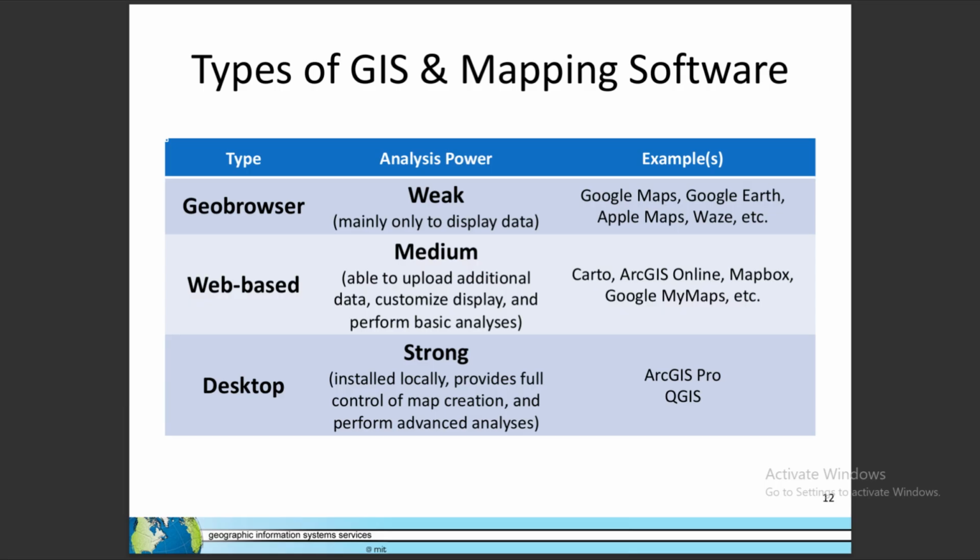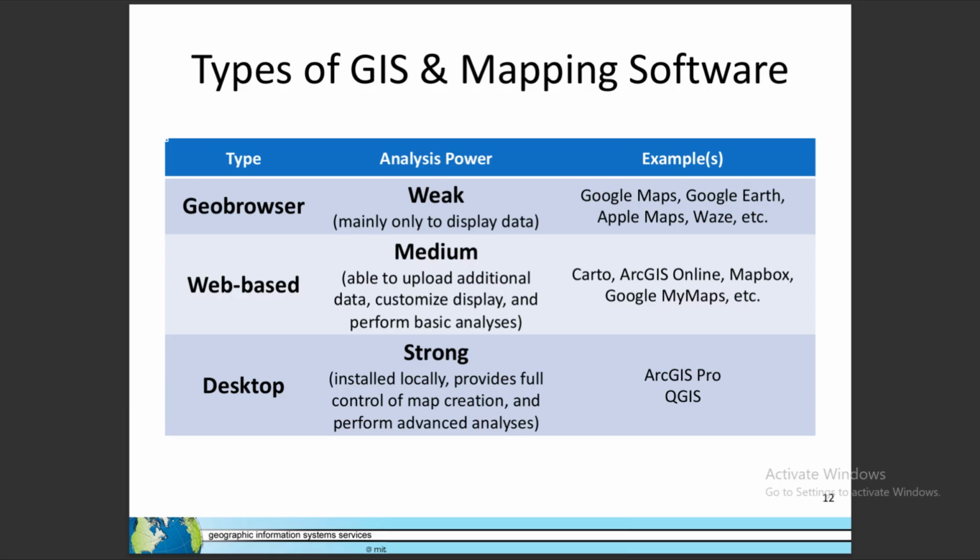Tools like Carto, ArcGIS Online, Mapbox, and Google My Maps allow you to upload your own data, customize how it looks, and perform some basic analyses. These are accessible. You don't need to install anything, and they're great for sharing maps online. But they're still limited compared to desktop tools when it comes to advanced analysis.